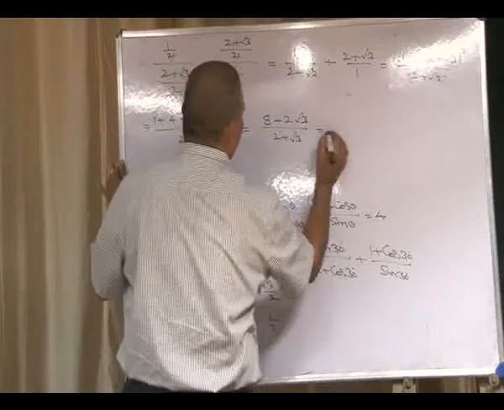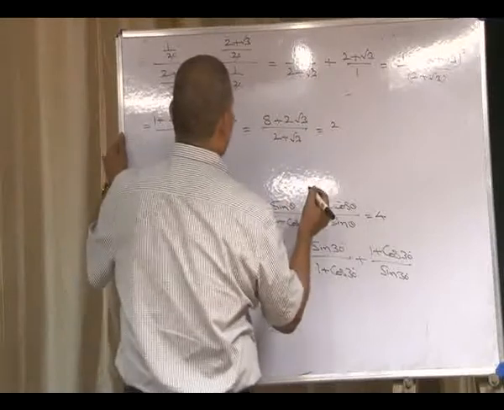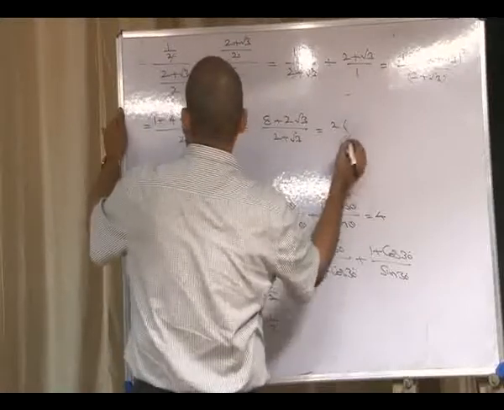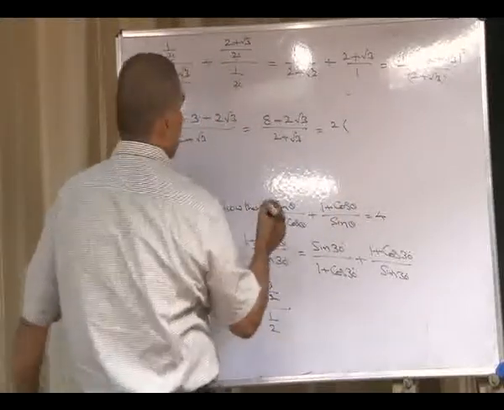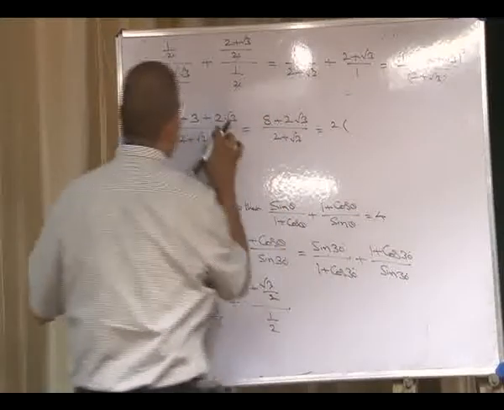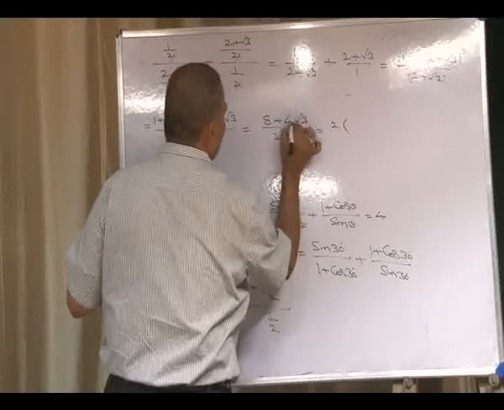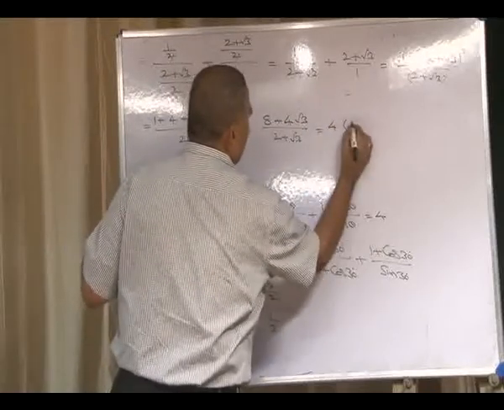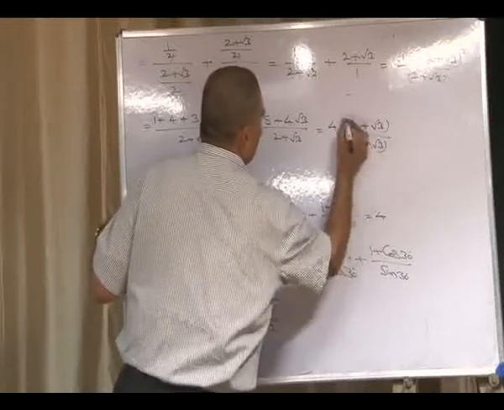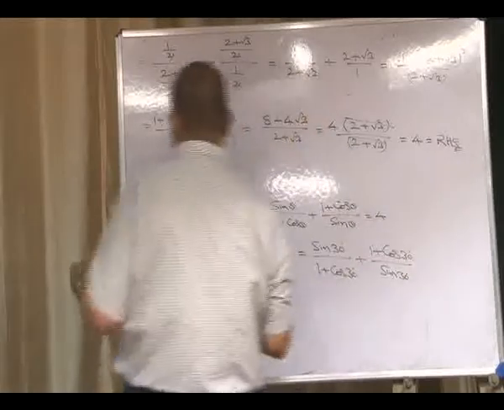In the numerator, 2 is the common factor. 1 plus 4 plus 5. So 2 into 2ab means 2 into 2 into 4, that is 4 root 3. Here 4 is the common factor in the numerator, that is 2 plus root 3 by 2 plus root 3. This is 2 plus root 3, 2 plus root 3 cancel, that is equal to 4, that is equal to RHS.